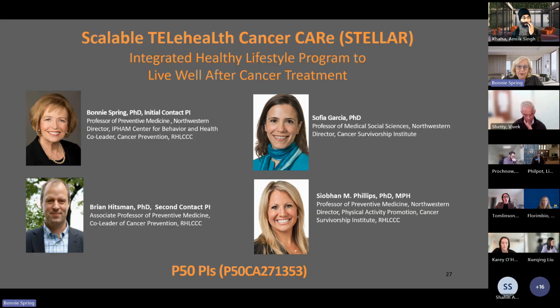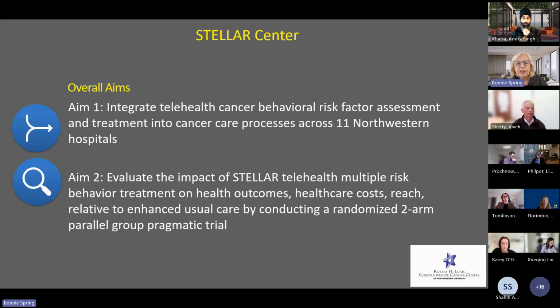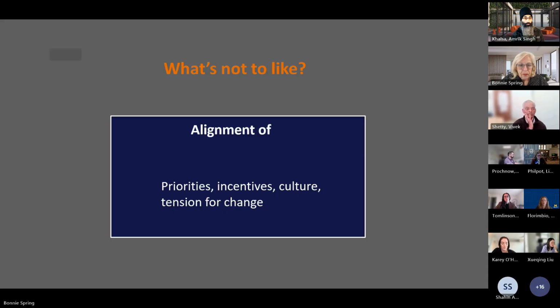So this is a trial that we're working on now. It's a P50. It's an integrated, pragmatic trial, integrated healthy lifestyle program to live well after cancer. The aims are to integrate telehealth cancer behavior risk factor assessment and treatment into cancer care processes across 11 hospitals in Chicago at Northwestern. So part of how we're trying to address this question of how do I even know what risk behaviors you have is we have patient-reported outcomes that people complete at intake that say whether they smoke, we know whether they're obese from the chart, but they also assess physical activity. So at least we'll know that.